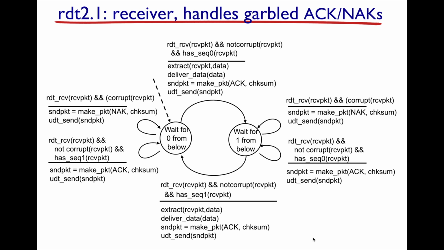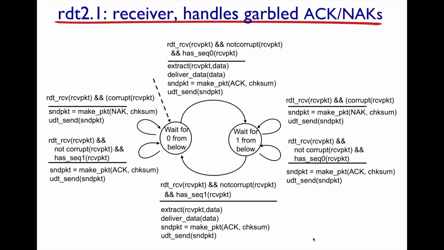Okay, so now you transition to wait for one from below, and you notice wait for one from below is now waiting for the next packet. You just got packet with sequence number 0, so now you're waiting for packet with sequence number 1. So again, 3 things can happen. Either it's corrupt, or it's the wrong sequence number, or everything's okay.